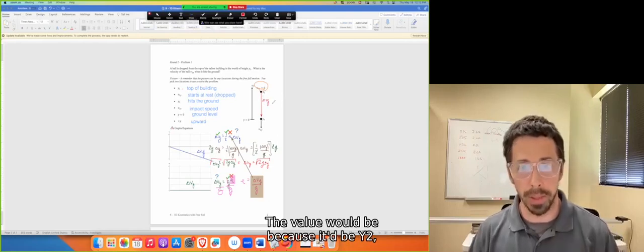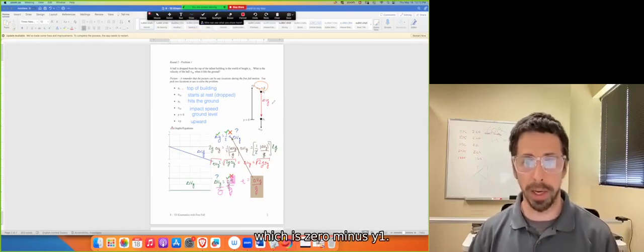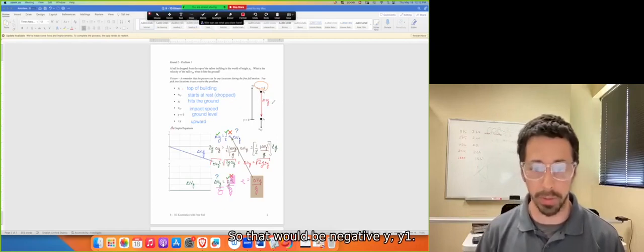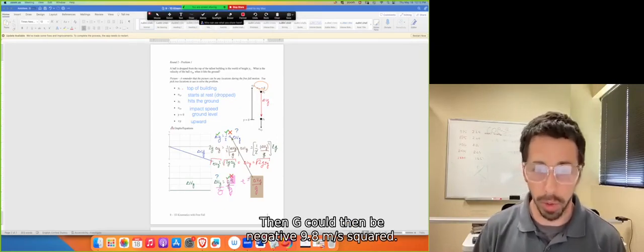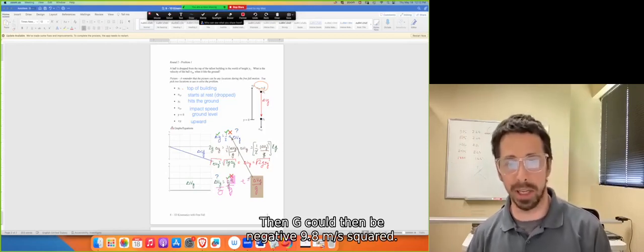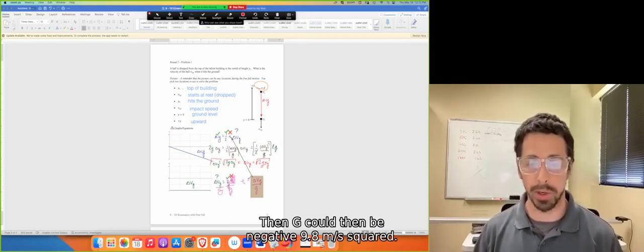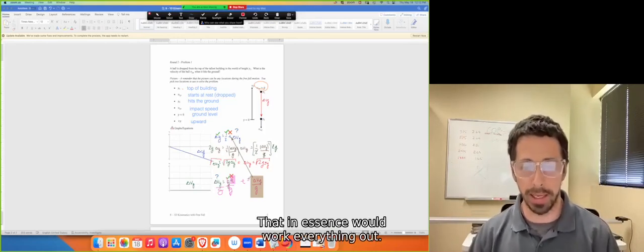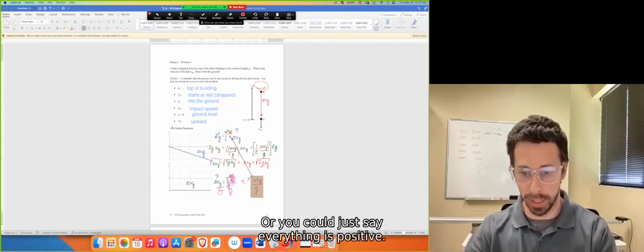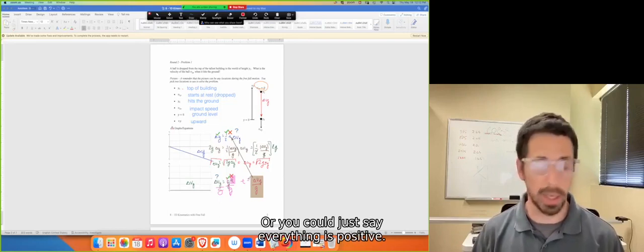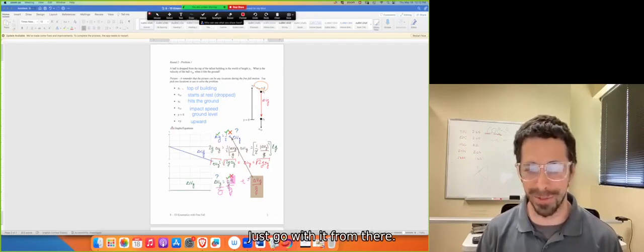The value would be, because it would be y2, which is 0, minus y1. So that would be negative y1. And then g could then be negative 9.8 meters per second squared. So you get a negative times a negative. That, in essence, would work everything out. Or you could just say everything is positive and just go with it from there.